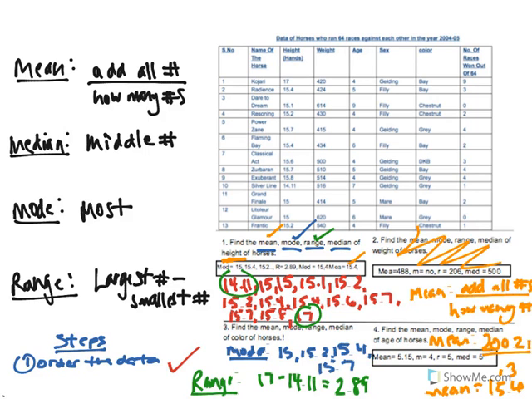And then the median is the middle number. Again, we ordered our data, so median is very easy for us to find. We just cross off, take one off each side, go through all the data, and we get 15.4. And that's how you find the statistics of a data.